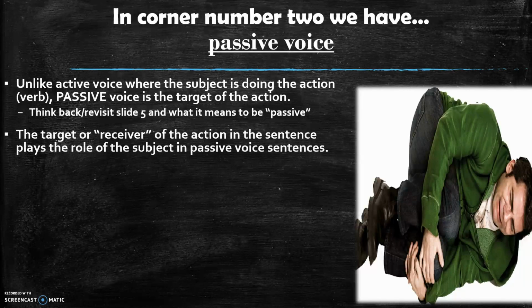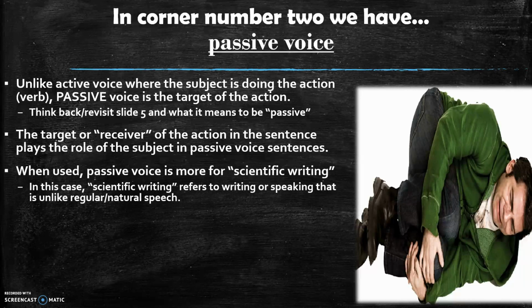So the target or receiver of the action in the sentence plays the role of the subject, as opposed to active voice, where the subject is the one that's doing it. The subject is Hulk. He's the one that's making things happen. Whereas this guy is just curled up in a corner and just letting things happen to him. So, when used, passive voice is usually used more for scientific writing. So in this case, when I say scientific writing, I'm referring to writing or speaking that is unlike regular or natural speech.